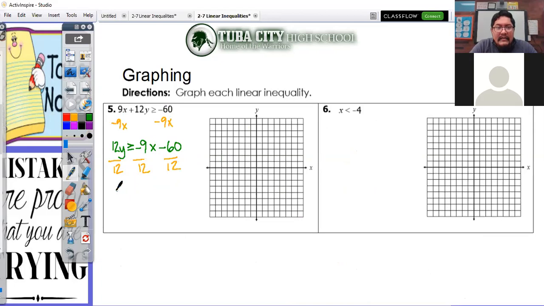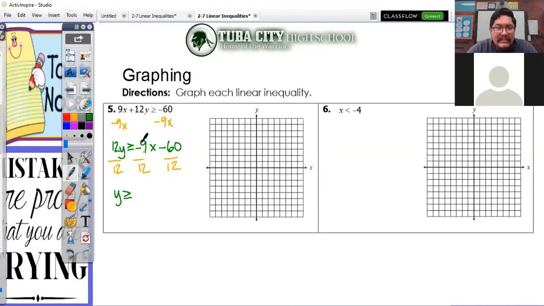So y, right, that's got a 12. So 12 divided by 12 is 1. Now, in this case here, if I were to go down 9 over 12, I would definitely go off the graph somewhere over here. But that's why we reduce our fractions.